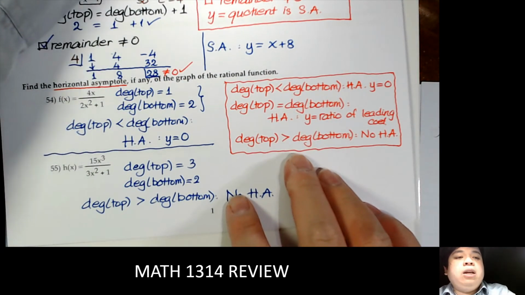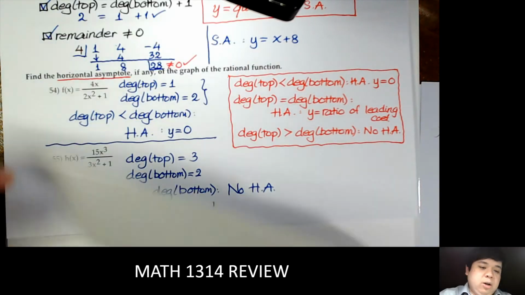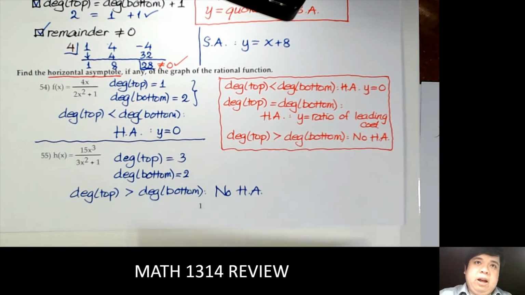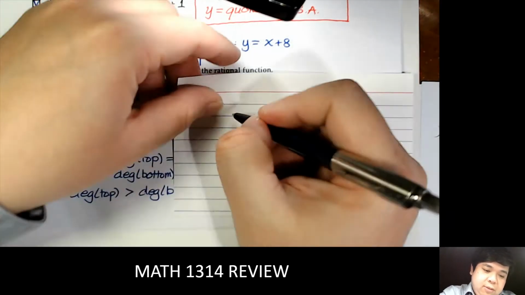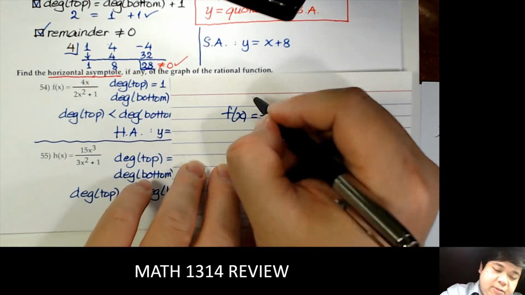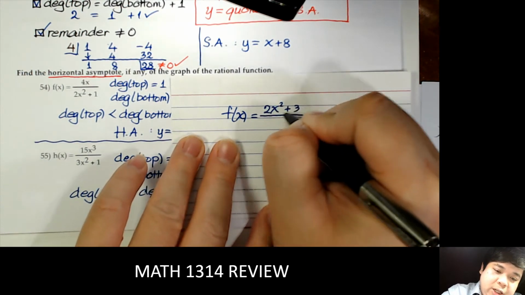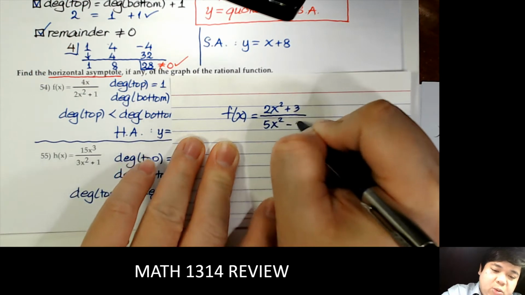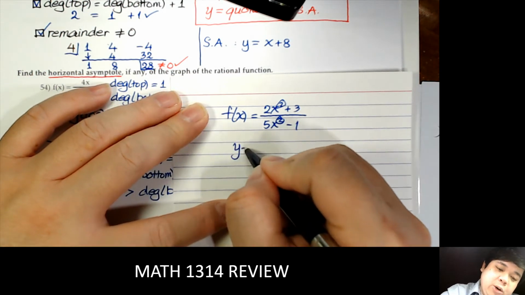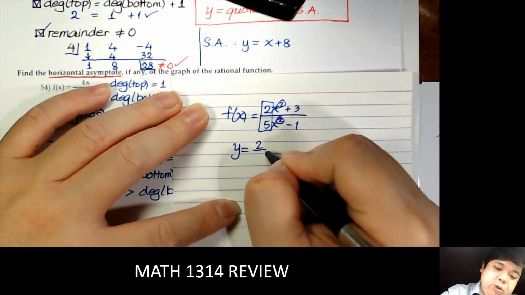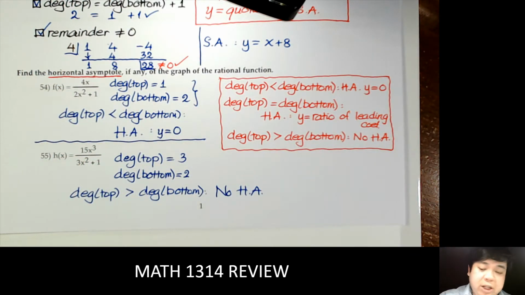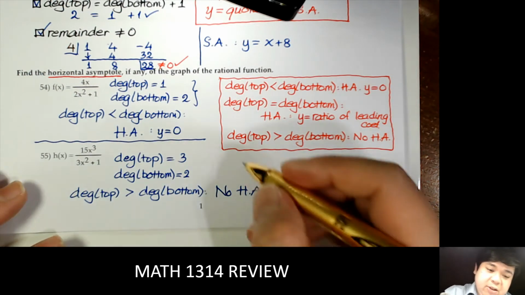Right. We don't have any example where the degrees are equal. I'm just going to make up one real quick. We might have, let's say the function is 2x squared plus 3 over 5x squared minus 1, something like that. Degree on top is 2, the bottom is 2. So y equal to the ratio of leading coefficients, 2/5. Right. So that is where we have degree on top equal to degree at the bottom.